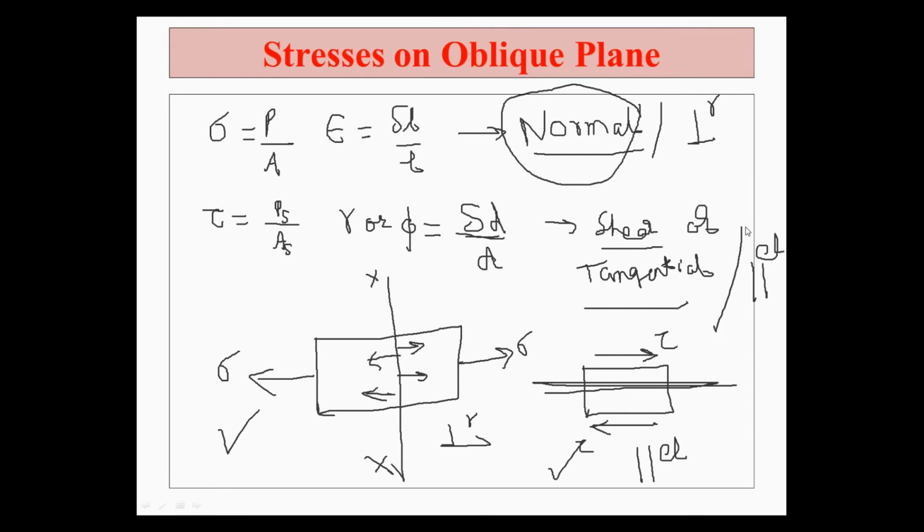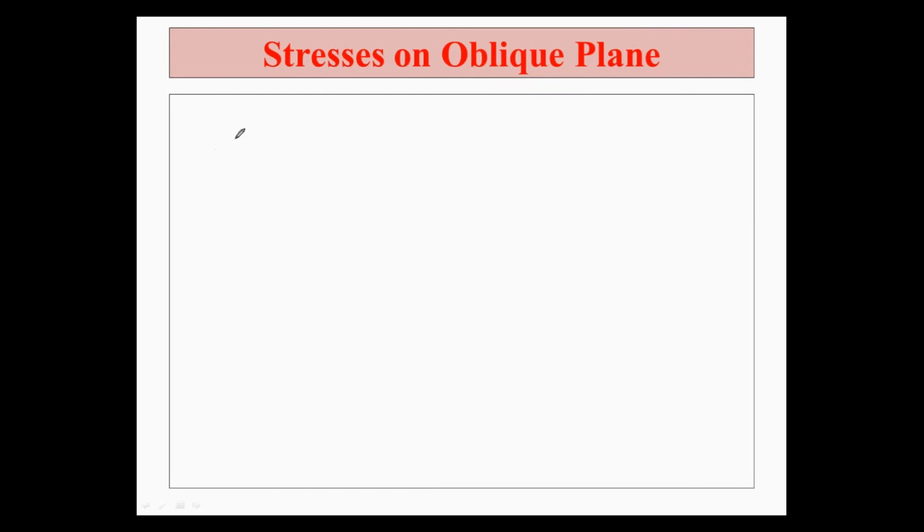Okay, I am erasing all these things. Now under the normal category, we have sigma T as the tensile and sigma C as the compressive. And in the tangential category, we have tau as the shear stress.